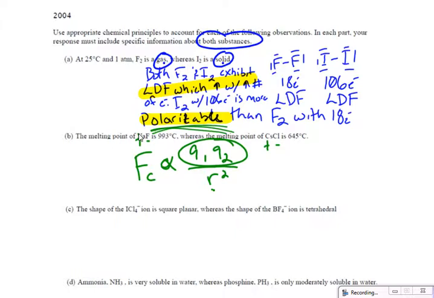Cesium's got six. Period 6, so it's got 6 shells. And chlorine has 3 shells. So that's a pretty sizable difference. So it's this value that's changing.